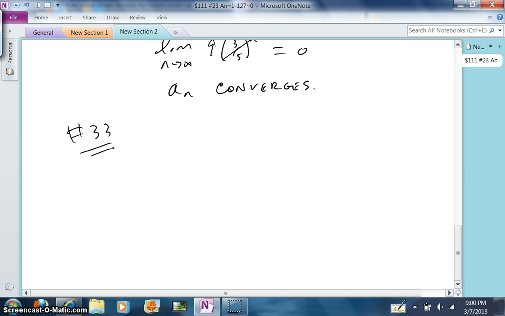33. And 33 is a_n equals (negative 1)^n over 2 root n. Okay, so a couple of things here. First of all, let's look at this negative 1. All that this thing does is make it alternate, plus and minus. So you can kind of ignore it, because all it's doing is going back and forth between plus and minus. I just want to know what's happening to the limit.